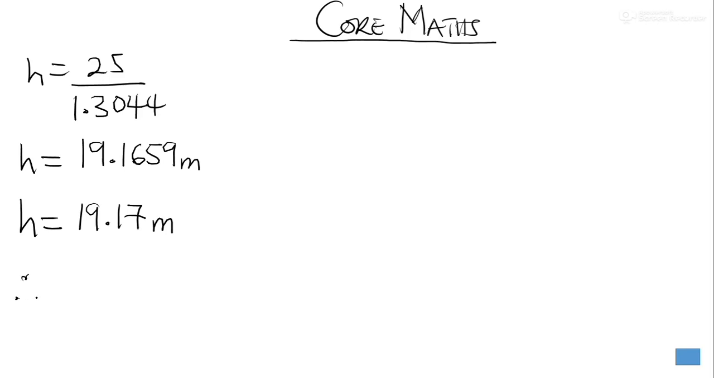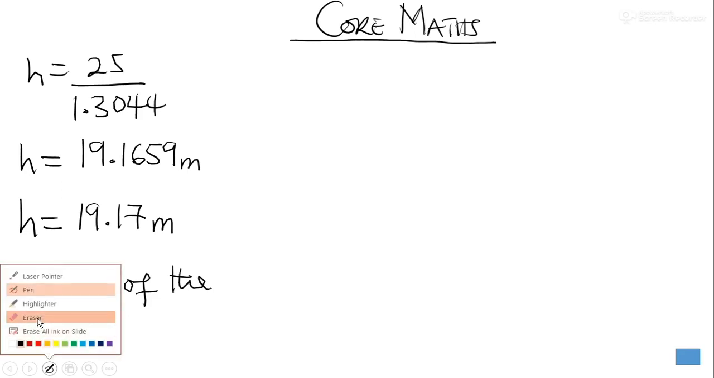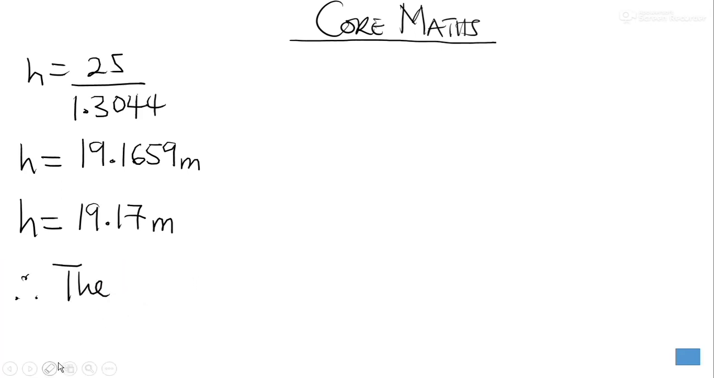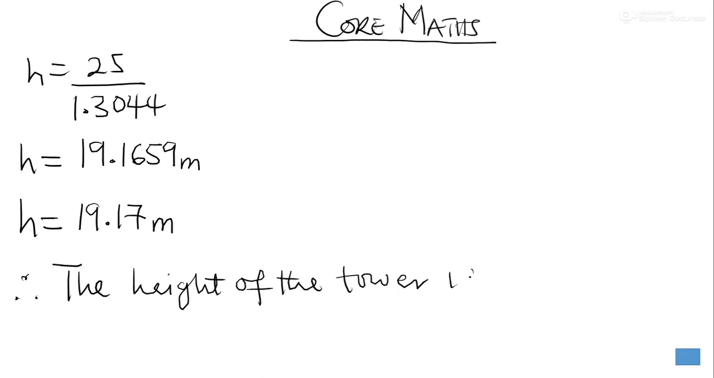So we have to conclude. So we conclude by saying, therefore, the height of the tower is 19.17 meters. Good. So students, this is the solution to example 5. It's very simple and straightforward. So take your time, go through, and you'll be okay.